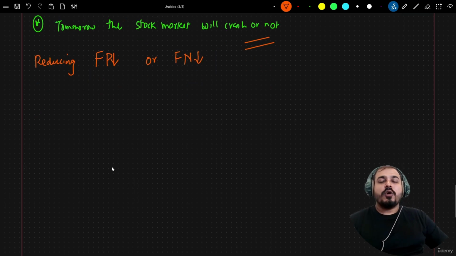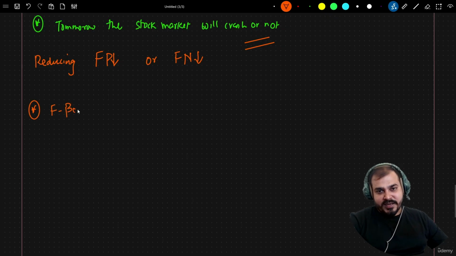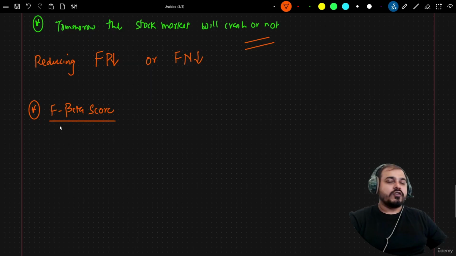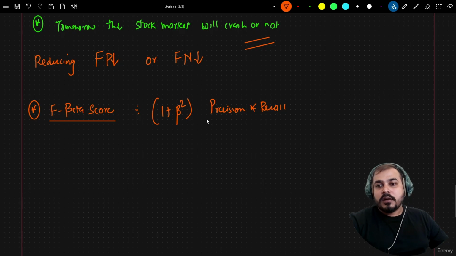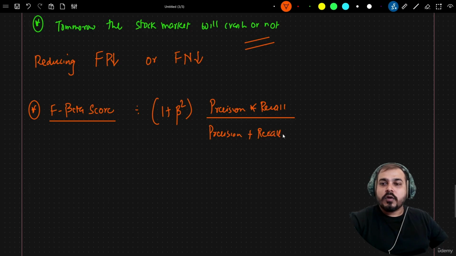Now let's go to one more amazing performance metric, which we call the F beta score. In the F beta score, the formula that is given is (1 plus beta square) multiplied by precision multiplied by recall, divided by precision plus recall. So this is the formula that we use for this.